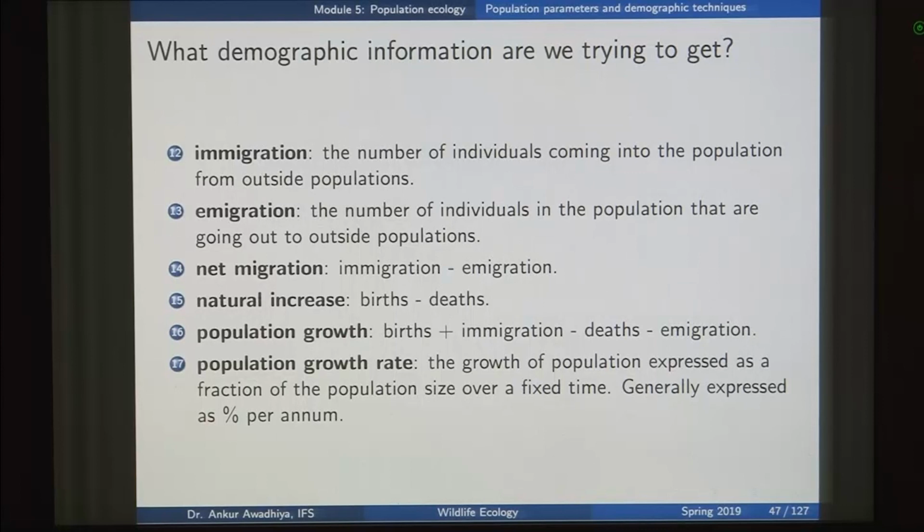We could also be interested in immigration, number of individuals that are coming in from outside, or emigration, the number of individuals that are going out, or the net migration, which is immigration minus emigration, or say natural increase in population, which is the number of births minus the number of deaths, or we could be interested in the population growth, that is birth plus immigration minus death minus emigration, or the growth rate, which is the population growth per unit time in terms of percentage per annum or in terms of numbers per annum.